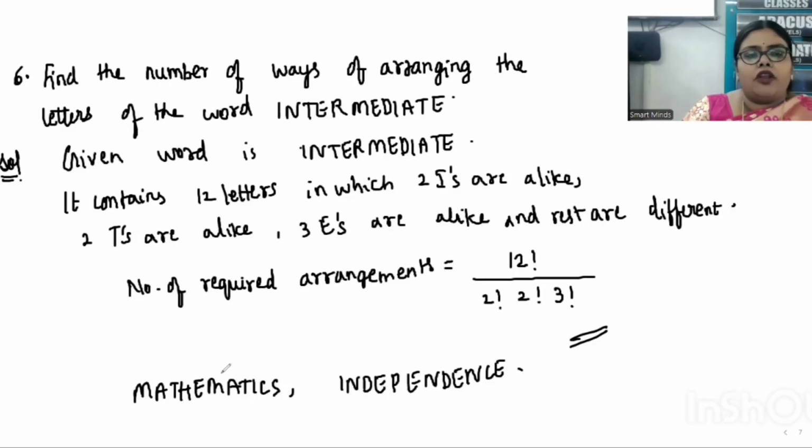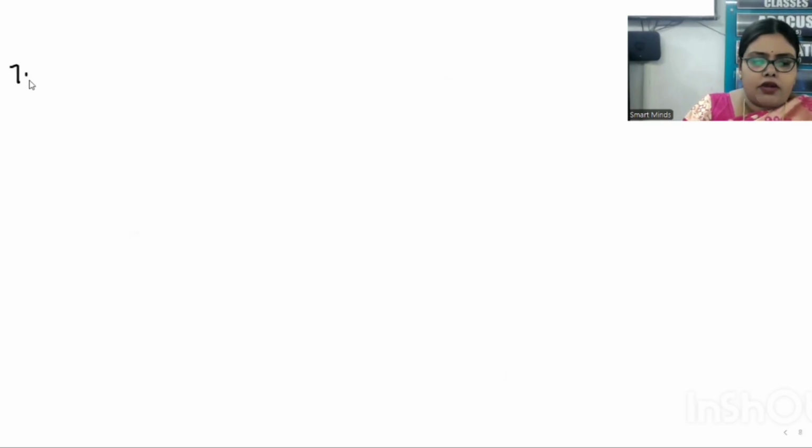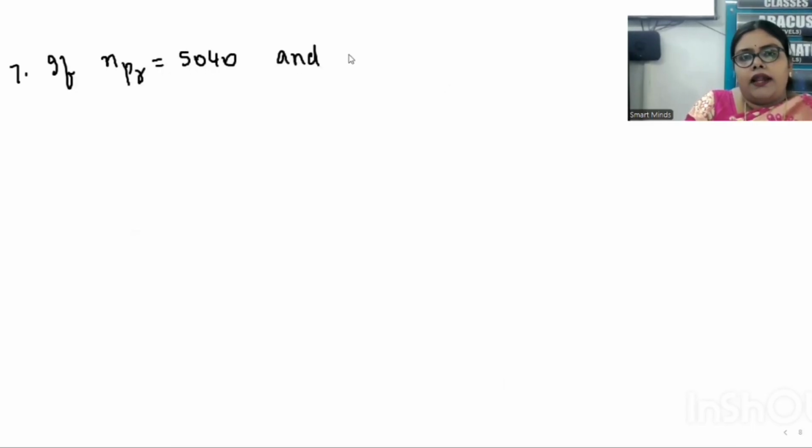The same way you can also try with mathematics and independence. These three are the most important VSQs from this model. Take the 7th question now. If nPr equals 5040 and nCr equals 210, find n and r.